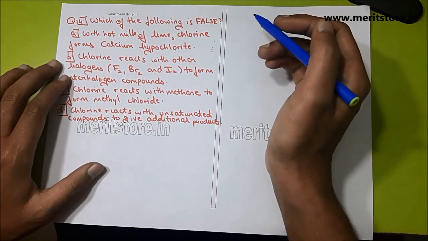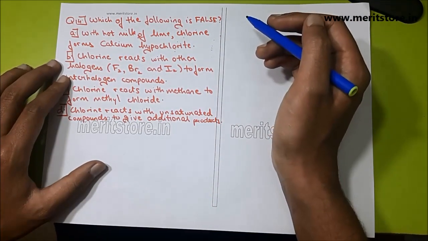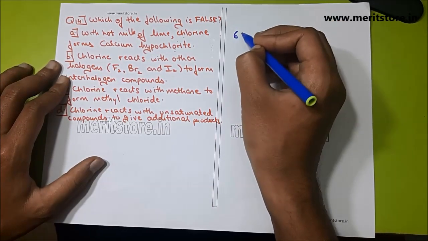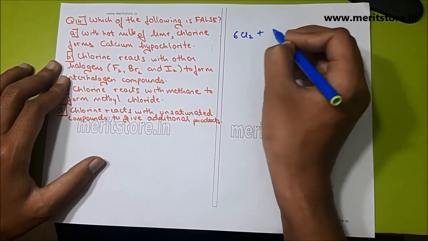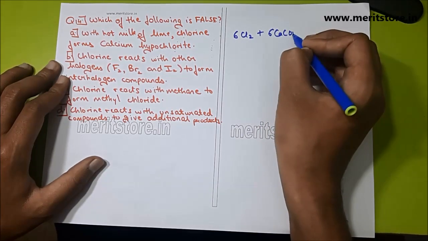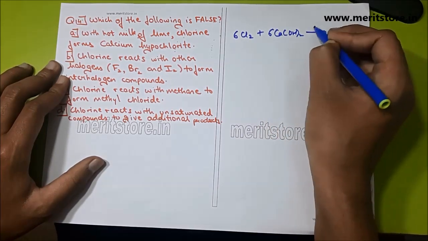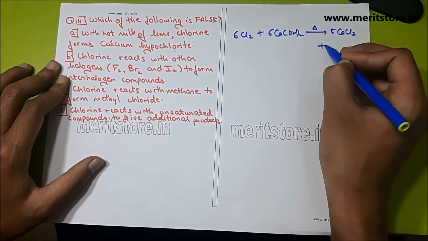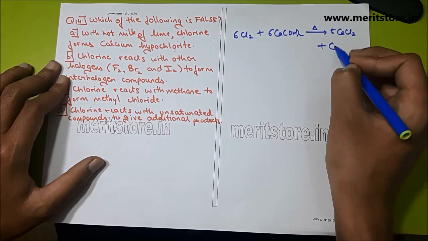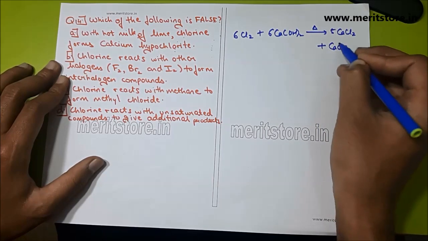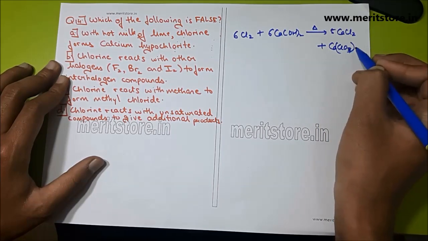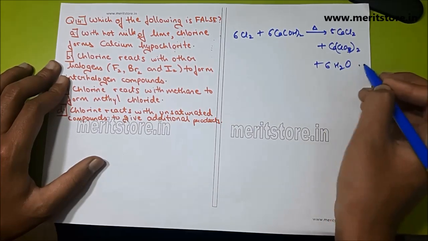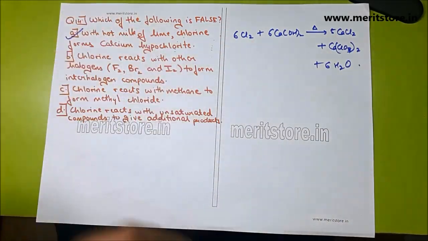With hot milk of lime, chlorine forms calcium chloride and calcium chlorate. So the reaction will be 6 moles of chlorine plus 6 moles of calcium hydroxide, in presence of heat, will form 5CaCl2, this is calcium chloride, plus Ca(ClO3)2, this is calcium chlorate, plus 6 moles of water. So option A is the correct option.